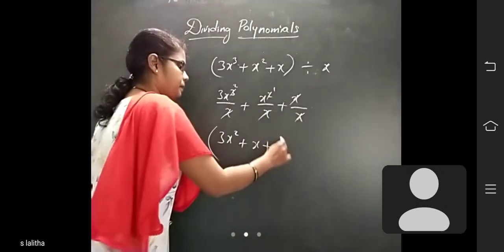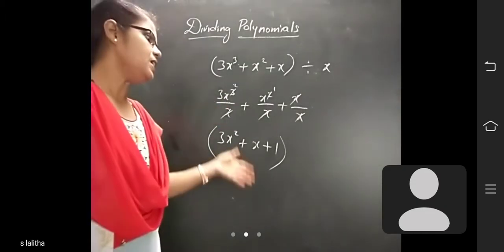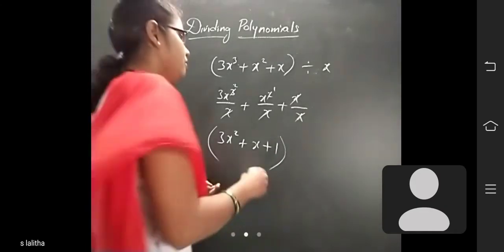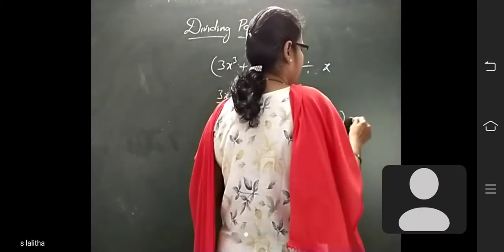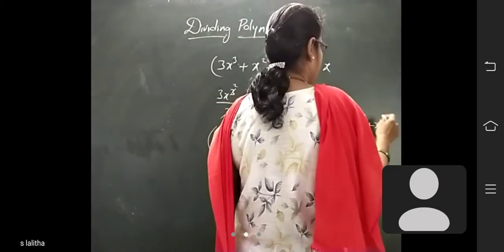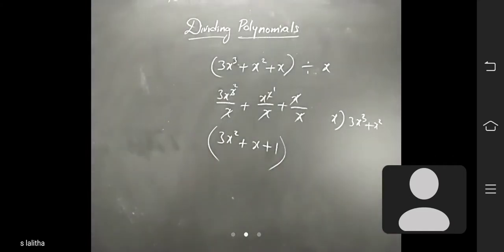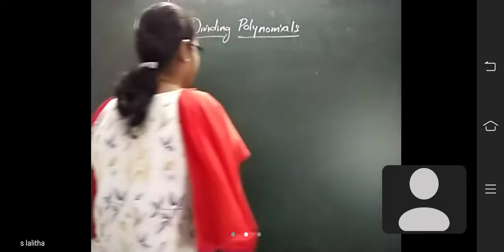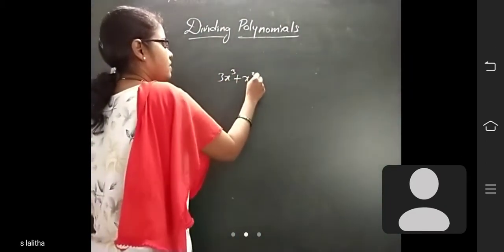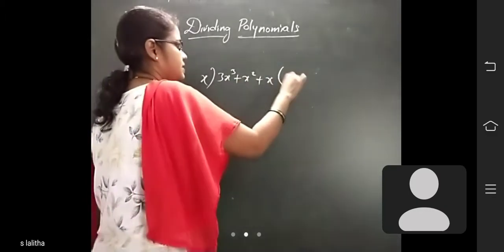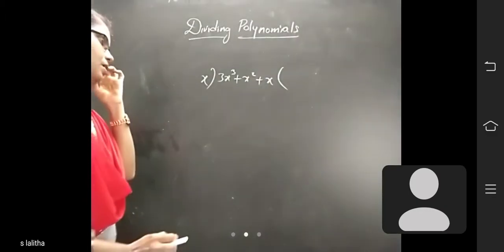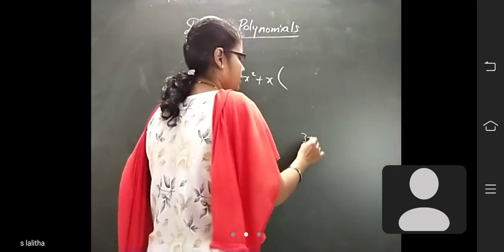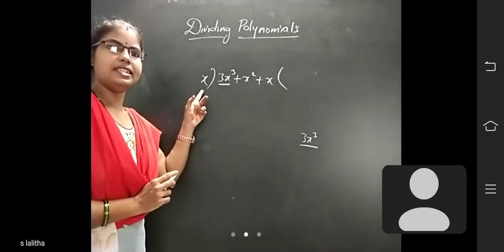So this is the division we get. So what is the quotient? What is the remainder? How can you find it? We don't know. So how can you divide that? I am doing it here: x into 3x cube plus x square plus x. Now divide by x. So first you should take the first term. What is the first term? 3x cube. 3x cube by, what is the divisor here? x.